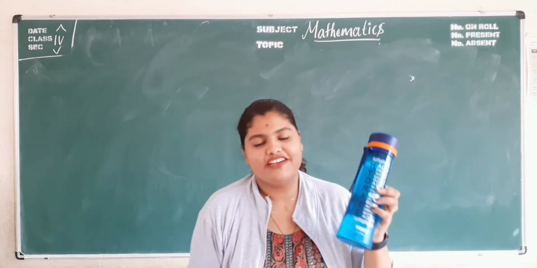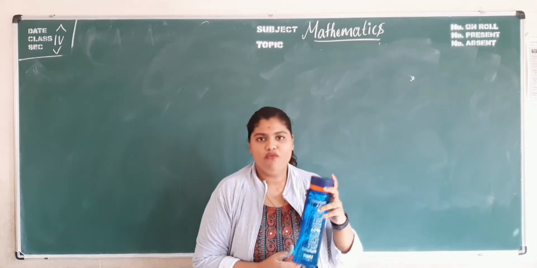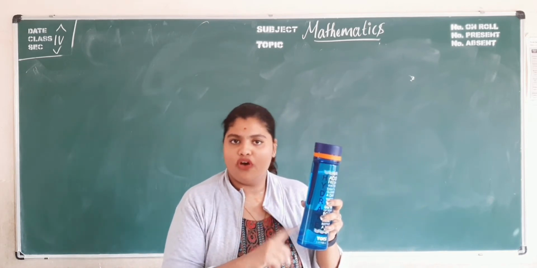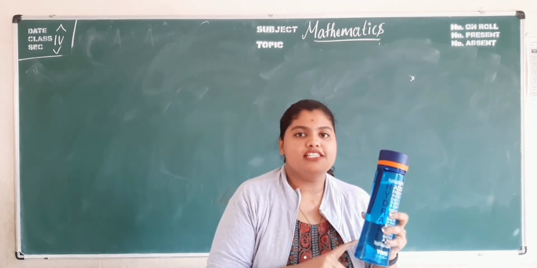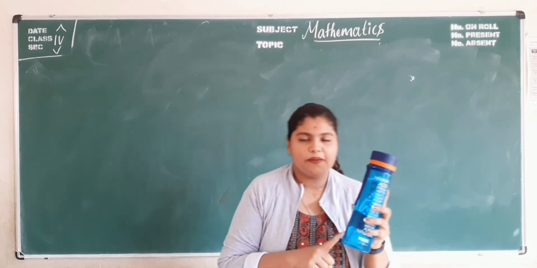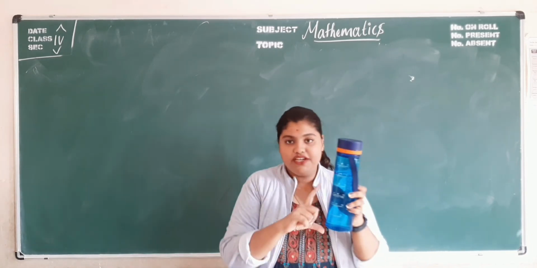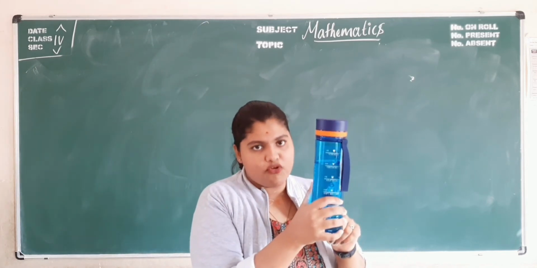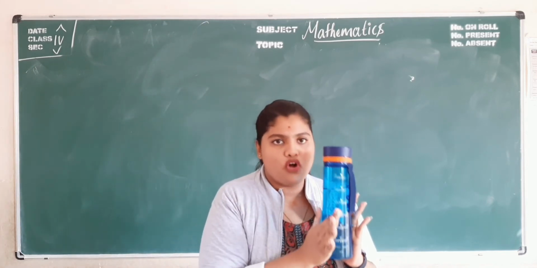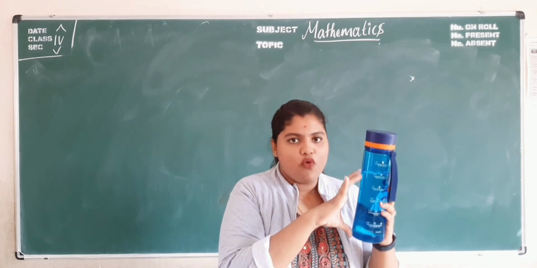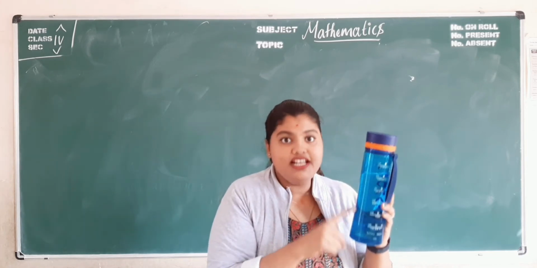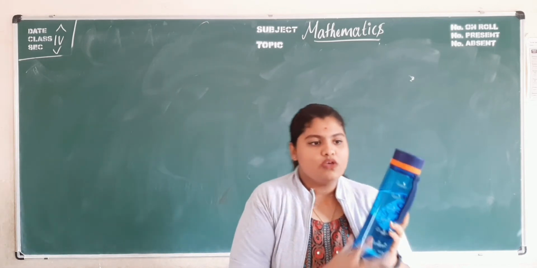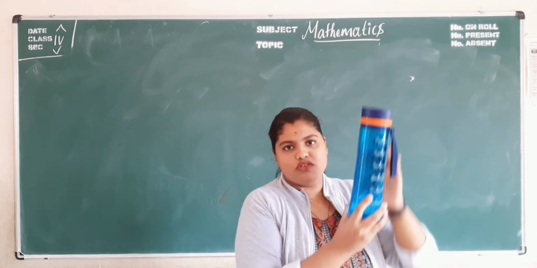So what am I having here, children? Yes, I am having a water bottle. So what is inside this bottle? Yes, we have some amount of water. And you know water is a liquid. So the quantity of water which is present, the quantity of liquid which is present in the bottle is called as volume. So how much quantity of water is present in this bottle is called as volume. So what is it called? Volume.